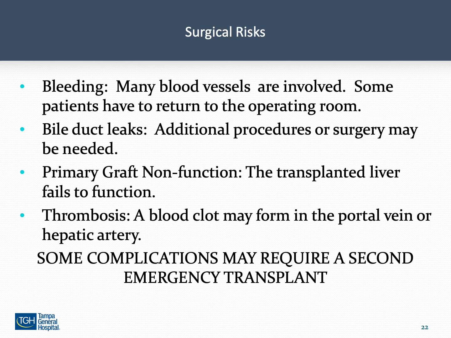Surgical risks specific to liver transplant are bleeding. Many blood vessels are involved. Some patients have to return to the operating room. Bile duct leaks. Additional procedures or surgery may be needed.